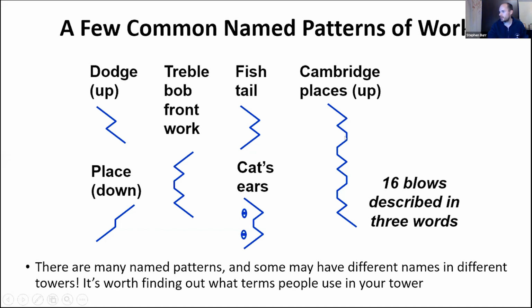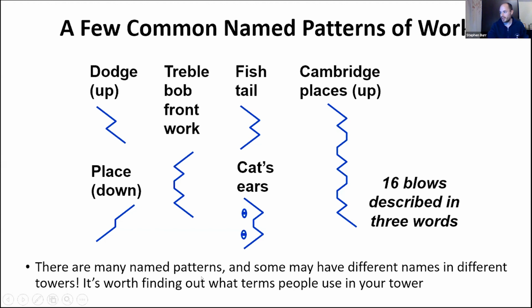This pattern is called Cambridge places. Anybody who's rung Cambridge Surprise at any stage will be familiar with these. But as Richard's pointed out here, this is 16 blows of work that are described in three words. So having this name for this pattern makes it a lot easier than dodge 3-4, force thirds, dodge 3-4, force thirds, dodge 3-4. It's a bit of a mouthful.